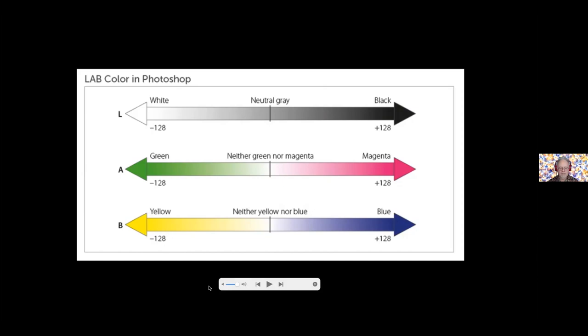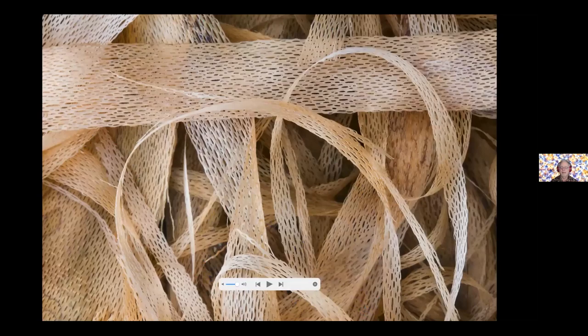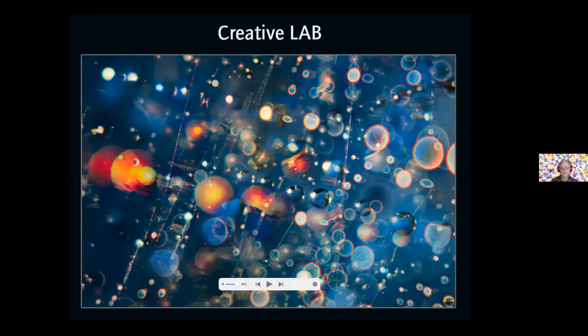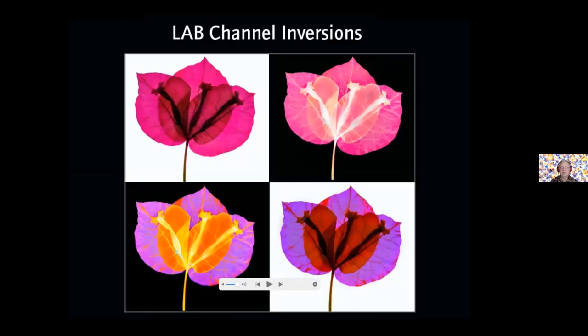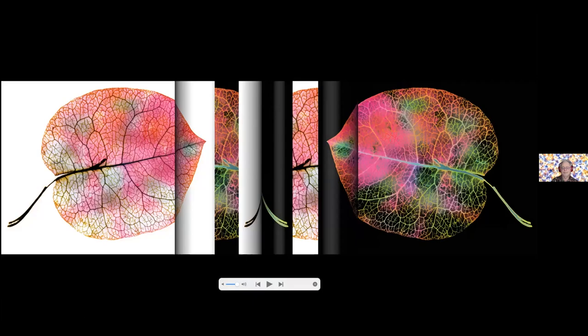Okay, LAB color in Photoshop. Well, we just saw a bit of that. Here's another example of running through variations and coming up with something cool. This was done in addition to the compositing. It was done with the LAB inversions and so on. The original image is on the upper left, then L channel inversion, A channel inversion, B channel inversion, bougainvillea bract equalizations. I think I may have shown this one already.